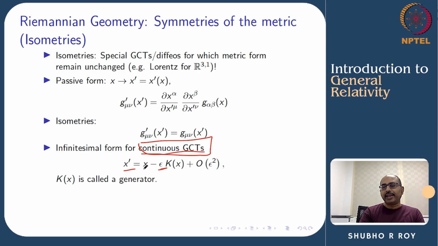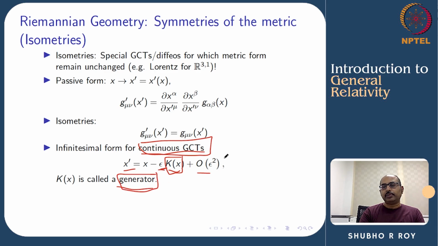x prime will be equal to x minus epsilon times some function of x, which is k, plus second order terms, and so on, higher order terms. So this epsilon is the parameter which controls the general coordinate transformation. If we keep this parameter infinitesimal, then we restrict ourselves to the first order, or infinitesimal form. Then this vector k, which appears as the coefficient of epsilon, is called a generator of the transformation. Okay, generator of the GCT.